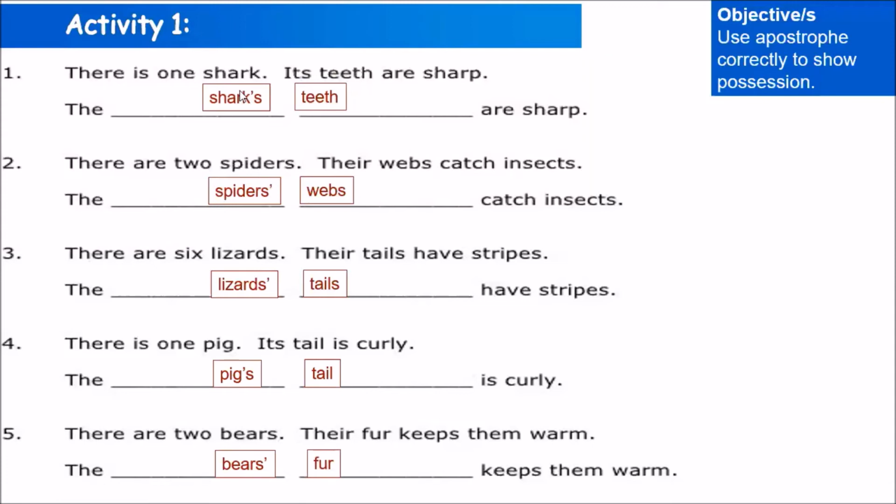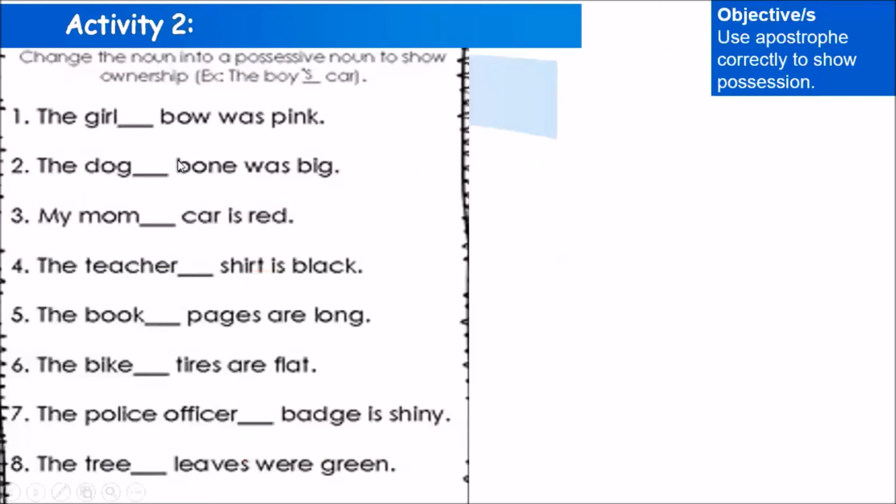So again, always start with the owner, followed by the object they have or the object they own. Let's go to activity number 2. Here, you simply add apostrophe S to change the noun into a possessive noun.